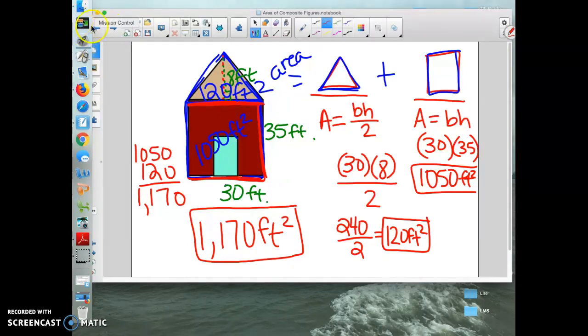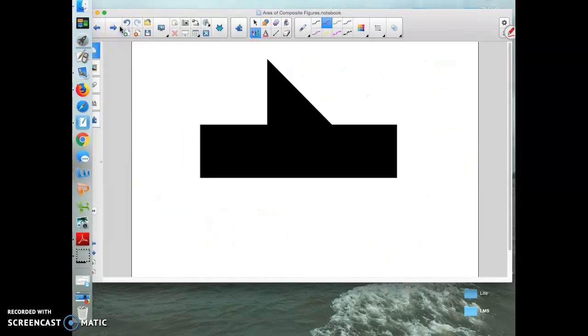Okay. Let's do one more. All right, let's do this one right here. Now this shape, it's kind of an odd shape, which is what most composite shapes are going to be for you, or just really odd shapes. I'm going to split this into a trapezoid and 2 rectangles, so that way we have an example of a trapezoid. And this trapezoid is kind of turned around.